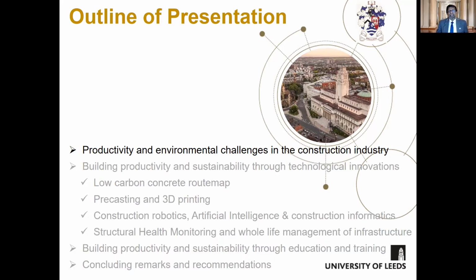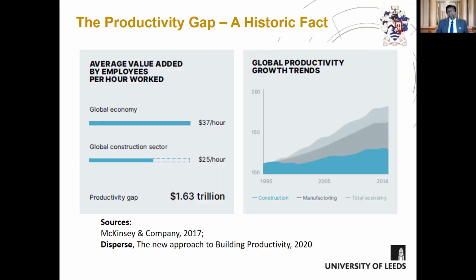So first, productivity and environmental challenges in the construction industry. Here, on the left-hand side, you can see the productivity gap, average value added by employees per hour worked. And the top bar is the global economy, 37 US dollars per hour. And the bottom one gives $25 per hour. This is according to McKinsey and Company, and the source is from 2017. So if you add that, you can get a productivity gap of $1.63 trillion.